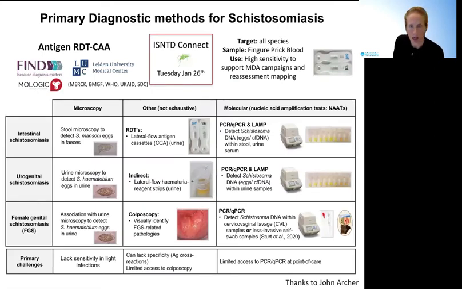This just shows you some of the prime diagnostics available for schistosomiasis. Some are commercially available and some are just used as research. But just to point out here, the big push to develop the RDT based on the CAA antigen through strong partnerships with FIND and Leiden. And this is to target all species of schistosomes using fingerprick blood as the sample, and to allow the development of a highly sensitive diagnostic to support MDA campaigns and reassessment mapping. And again, on Tuesday, this was presented by Sarah Nagura for FIND about the plans for the next few years for the development and implementation and testing of that diagnostic. So do look at that recording for focusing on CAA.